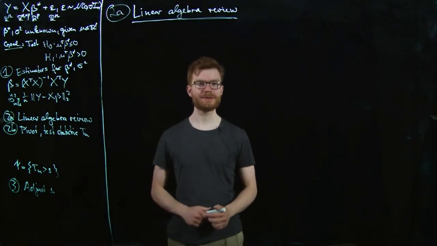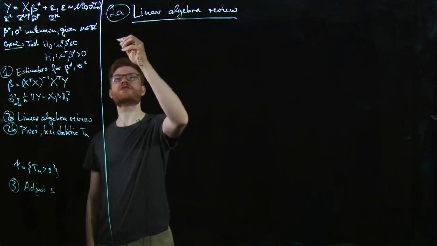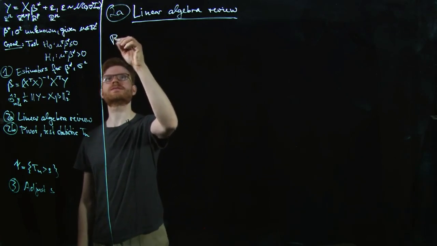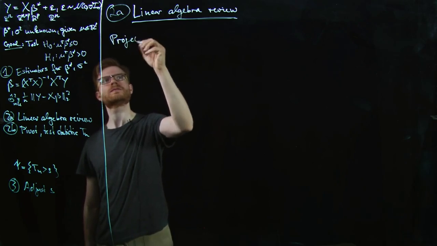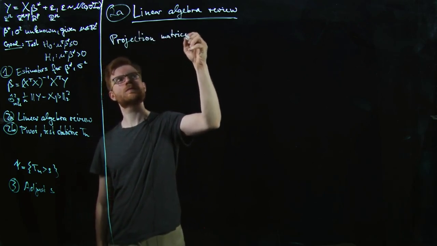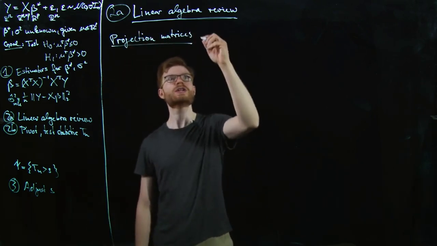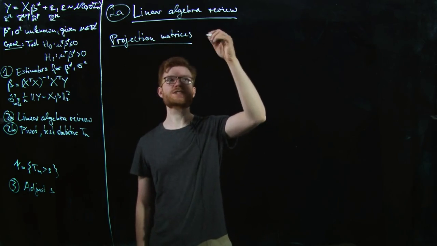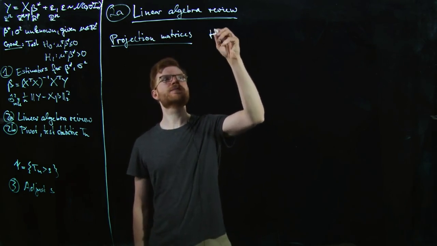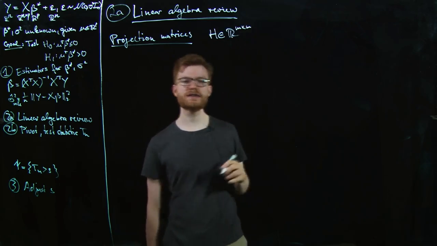Let's quickly wrap up our linear algebra review. There are two more things I need to tell you. The first is about projection matrices. In particular, orthogonal projection matrices. So we call a matrix a projection matrix. Let's say it's a square matrix in R^(m by m).